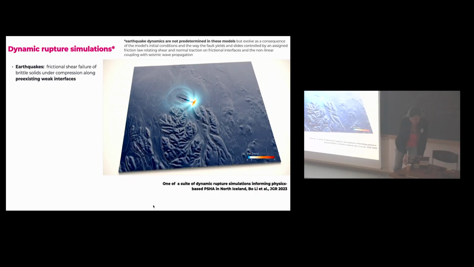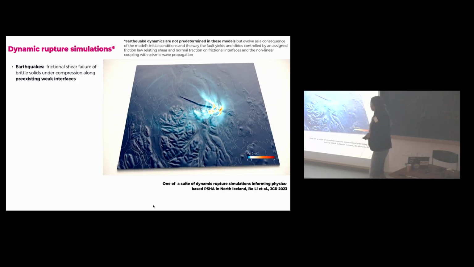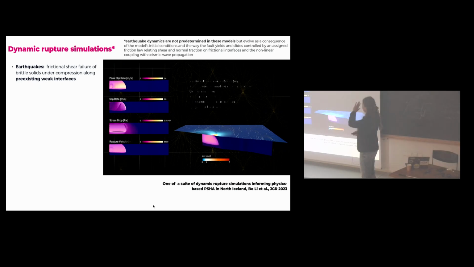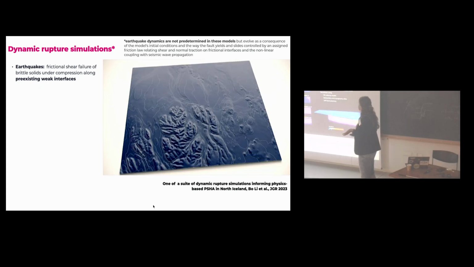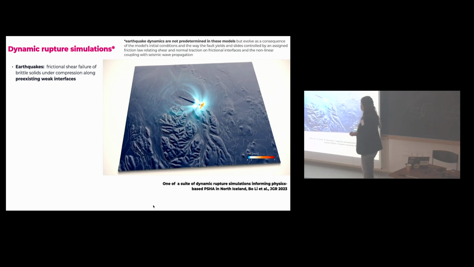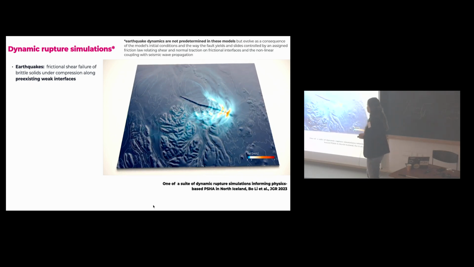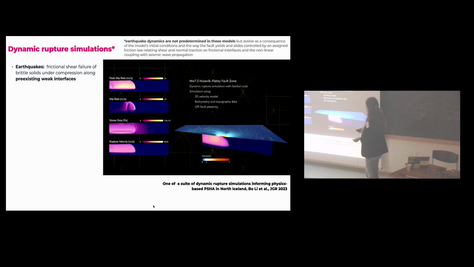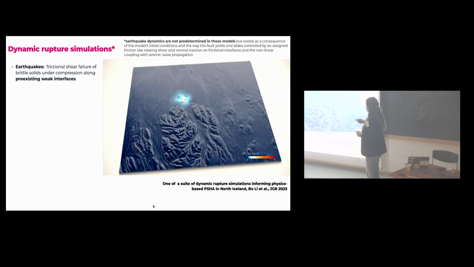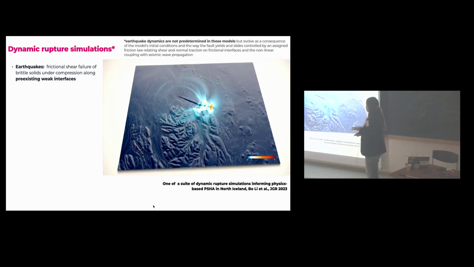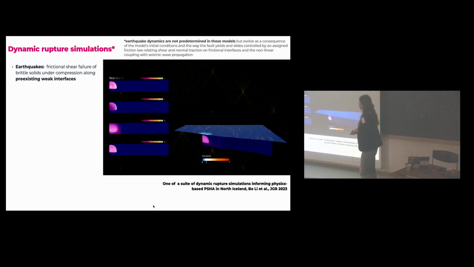Okay. So what's a dynamic rupture simulation? The key point is there with an asterisk. It means that the earthquake dynamics are not predetermined or prescribed. They evolve as a consequence of the model's initial conditions and the way a fault yields and slides, controlled by an assigned friction law, relating shear and normal traction on friction interfaces. And all of this is nonlinearly coupled to seismic wave propagation.